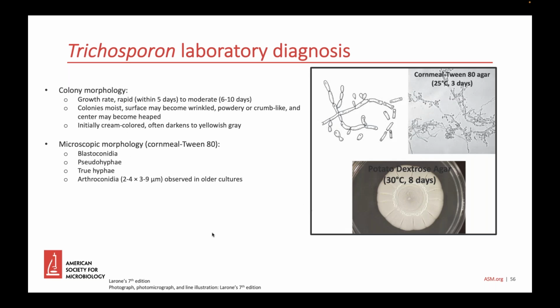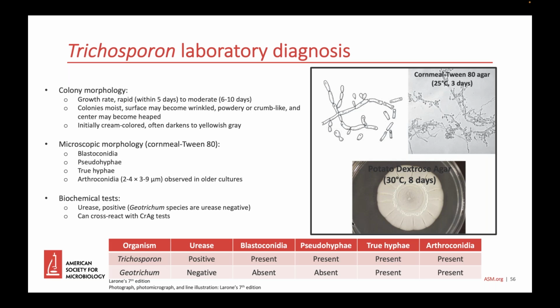What about laboratory diagnosis in our microlab? Colony morphology: it's a rapid to moderate grower. Colonies are initially moist, but then become wrinkled or powdery and crumb-like as the culture ages. It's initially cream-colored, often darkening to a yellowish gray. Microscopically, on cornmeal agar, we see blastoconidia, that budding yeast, pseudohyphae, true hyphae, and then we see arthroconidia. This is an example of an arthroconidium here. It's basically where the true hyphae have broken up into these structures. They almost look bacillus-like. Here I'm showing you that lovely line illustration of Trichosporon, then a photomicrograph, and here's an image of the colony.